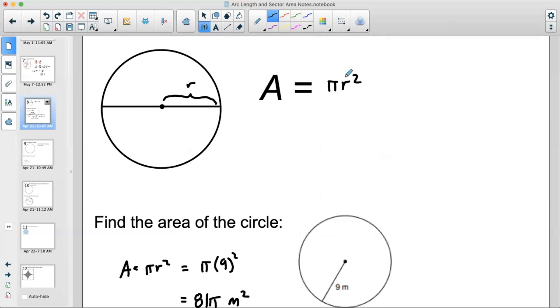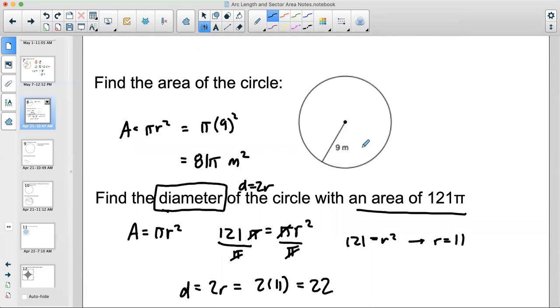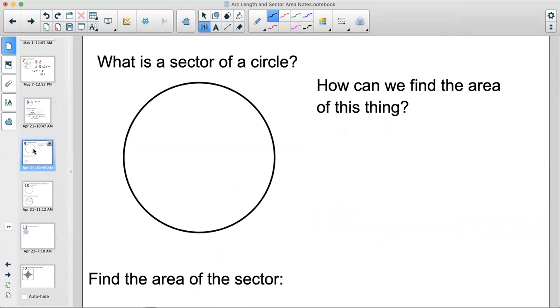Given this formula, if I give you R, you can find A, but if I give you A, you can find R. And in this problem, we can find D. Before we looked at the area, we looked at the circumference, which is the distance all the way around the circle. And then we looked at the distance around part of a circle. Similarly, this is the area of the entire circle, but what if I just want the area of a piece of the circle?